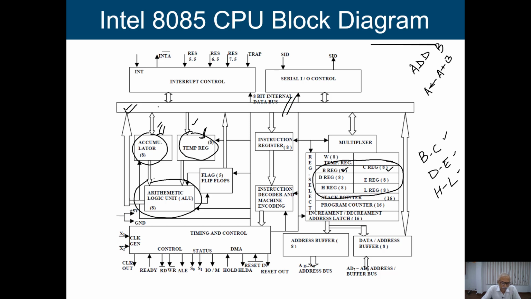So the result will be in my internal data bus. From the internal data bus, we are going to place it into the appropriate destination register. Here the destination register will be the accumulator, so it will be transferred from the internal bus to the accumulator. Okay. Now along with that, we have these particular flags.